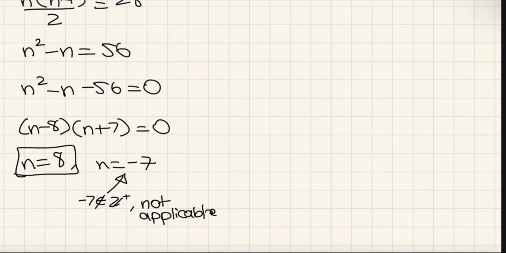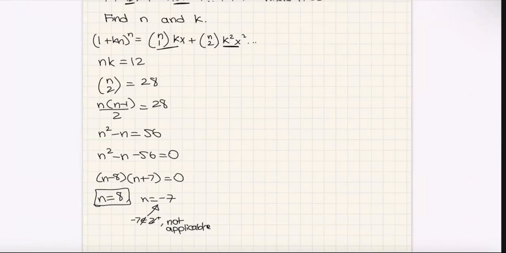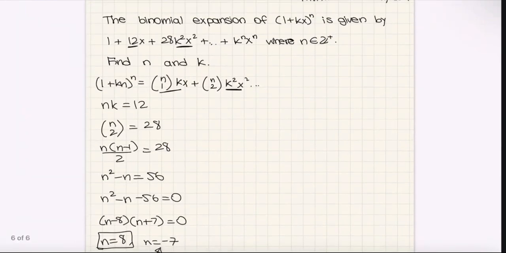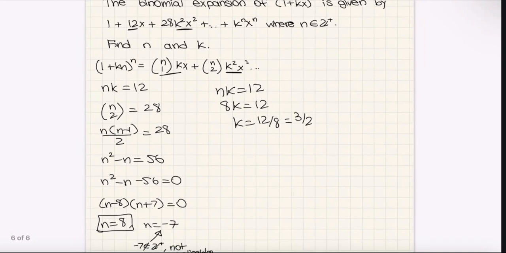Okay. All right, so now that we know that n is equal to 8, what must k be equal to? Well, going back to here, we saw that n times k is 12. That means 8 times k must be 12, which means k is 12 over 8, which is the same as 3 over 2. So those are our final answers, that n is equal to 8 and that k is equal to 3 over 2.